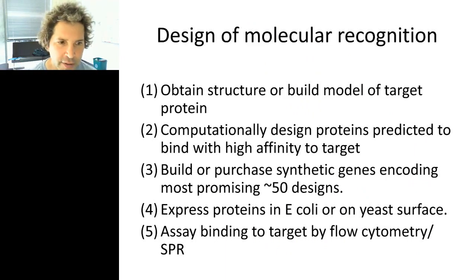The next thing I'll talk about is the design of molecular recognition. And here the steps are to start with a model of the protein or small molecule you want to make a protein that binds to, and then computationally design proteins that are predicted to bind that target with high affinity and specificity, and then make genes that encode the most promising designs, and then make the proteins or display them on the surface and assess binding by one of several experimental methods.